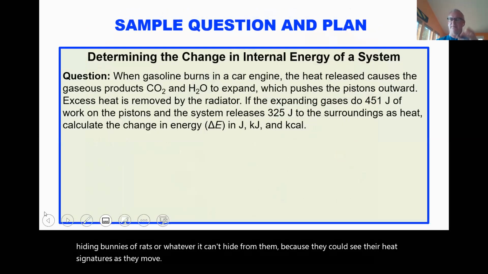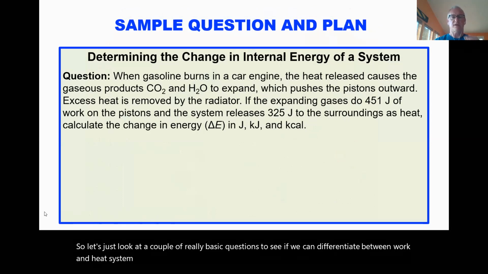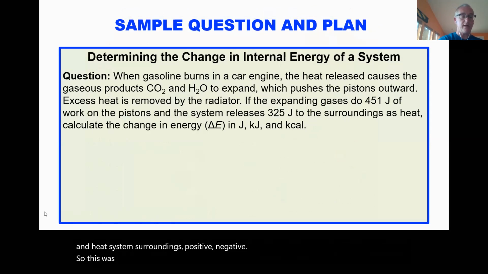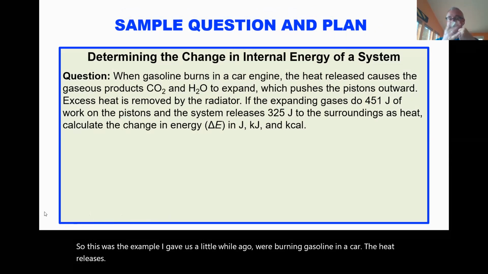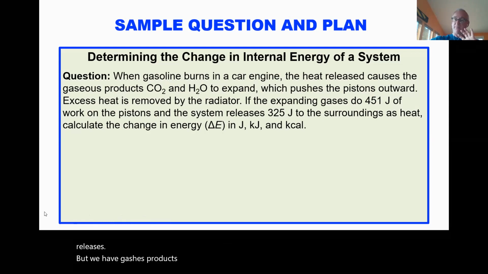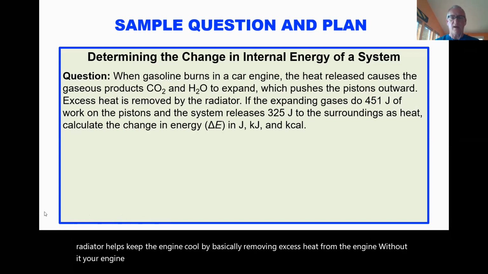So let's look at a couple of really basic questions to see if we can differentiate between work and heat, system and surroundings, positive and negative. This was the example I gave just a little while ago. We're burning gasoline in a car. Heat is released. The gaseous products expand and push the pistons out. As I mentioned, the radiator helps keep the engine cool by removing excess heat from the engine. Without it, your engine would boil over.